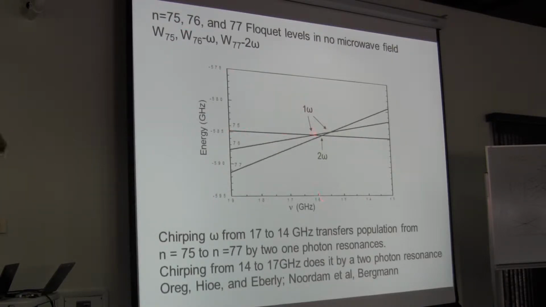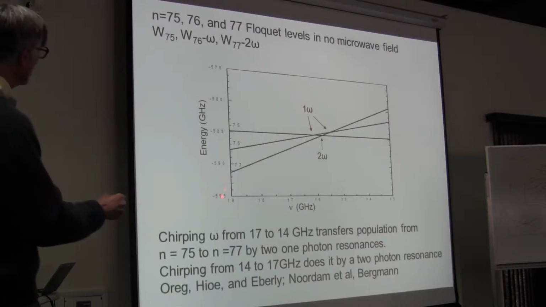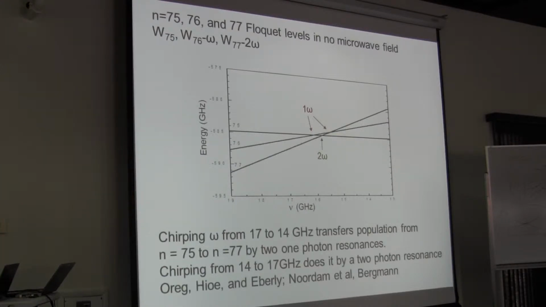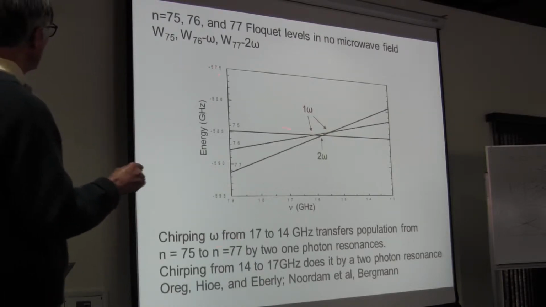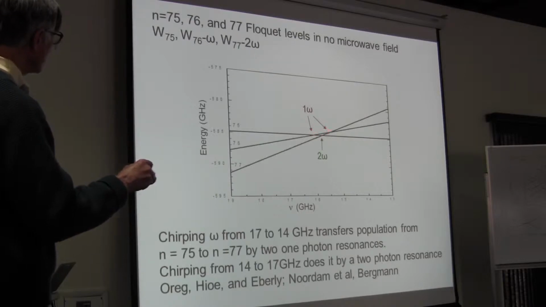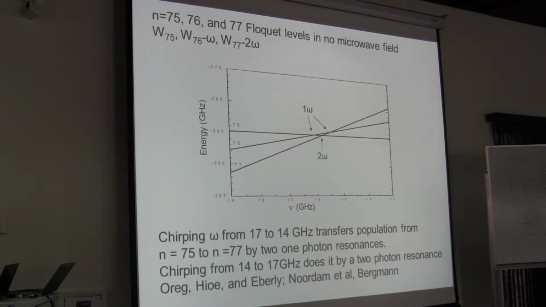It's halfway through the chirp, roughly degenerate with n equals 76 minus a photon. So here's 76 minus a photon, and 77 minus two photons. So these are the Floquet energies of these three states given right here. Okay, so I've drawn them as a function of the microwave frequency in gigahertz, and I've drawn them assuming there's no microwave field. So these levels cross. Okay. However, if I have a small electric field, these crossings become anti-crossings or avoided crossings.